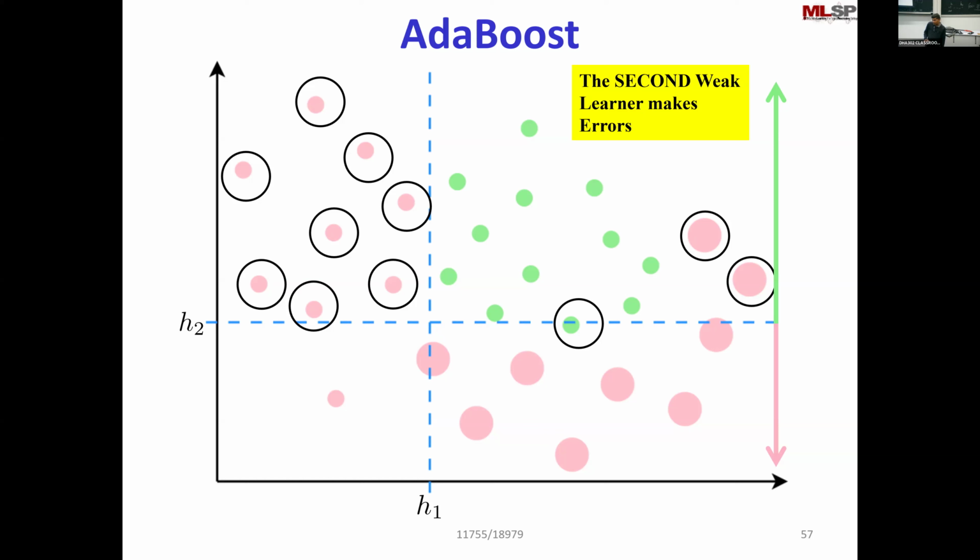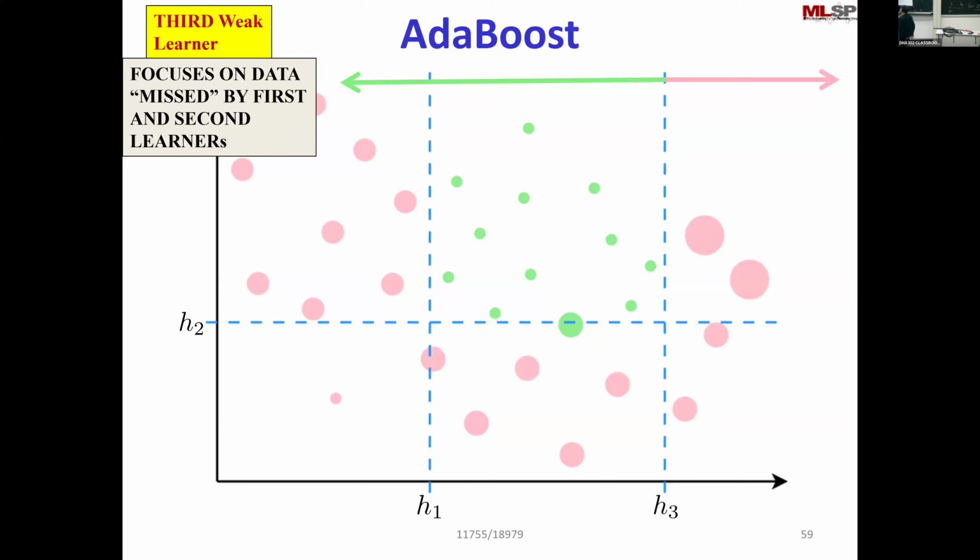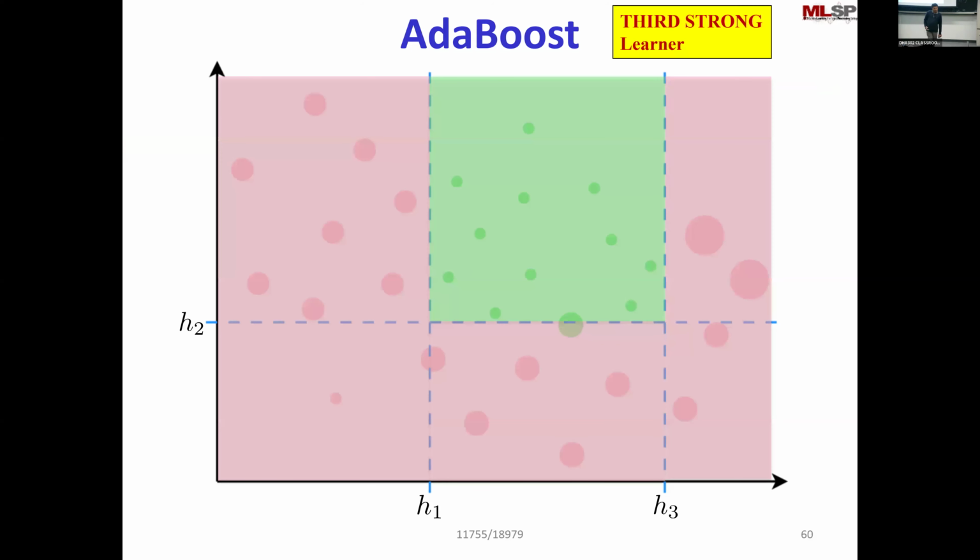So what do you want to do? For the next classifier, you want to increase the importance of the ones that were misclassified by the second guy and decrease the importance of the ones that were correctly classified. And so now you change the weights all over again. Now you have a newly reweighted data set and you build a third classifier on these guys. And you can keep doing this. Eventually you're going to get a decision boundary of this kind.